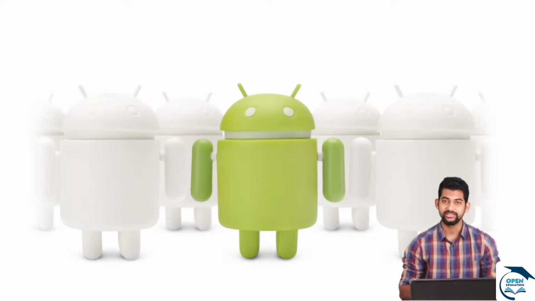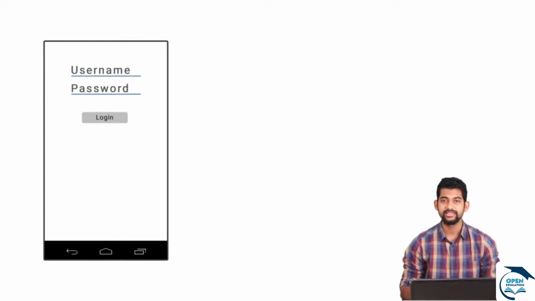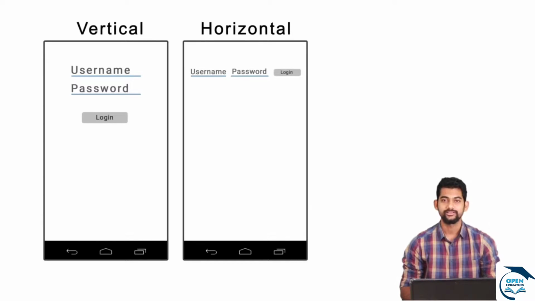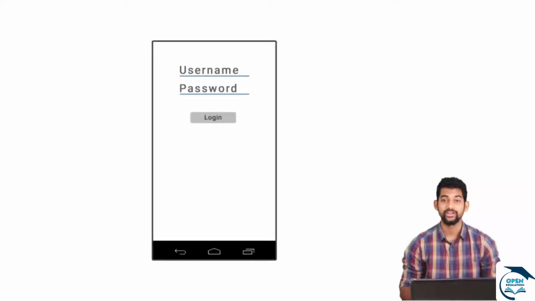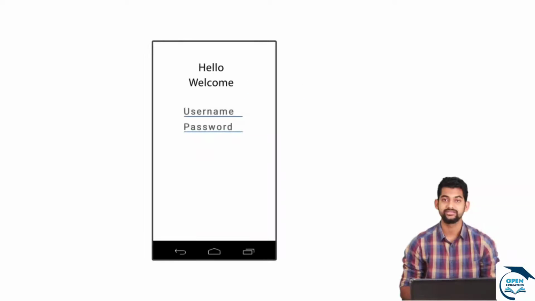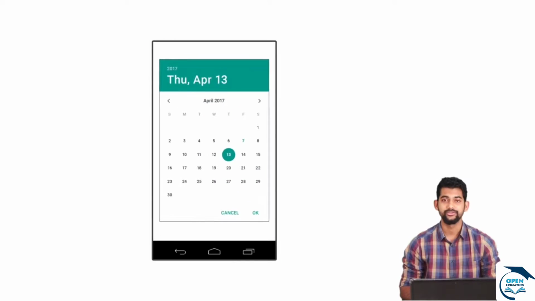Layouts are of two basic types, linear layout and relative layout. Linear layout aligns its child views in a linear fashion, which could either be horizontal or vertical. Whereas relative layout aligns its child views in a position relative to each other. Android supports multiple widgets, for example, text view, edit text, radio button, checkbox, date picker, etc.